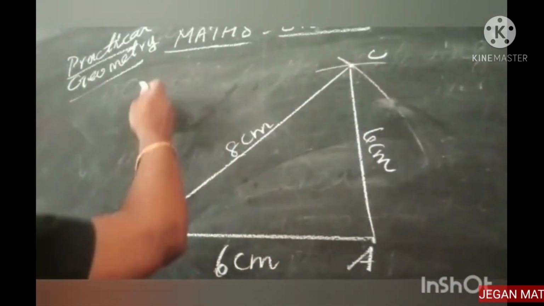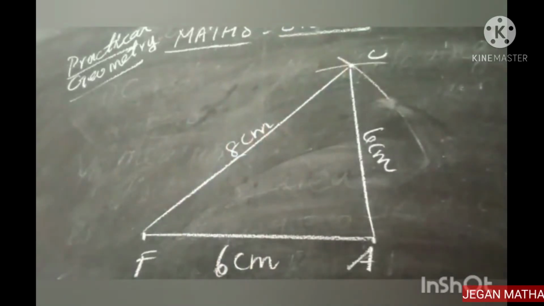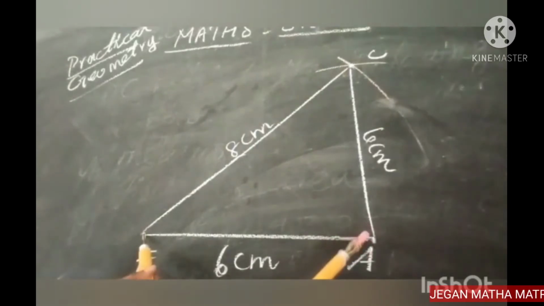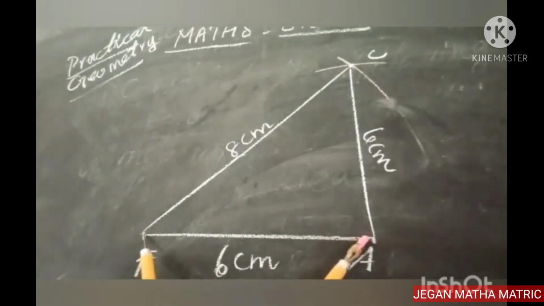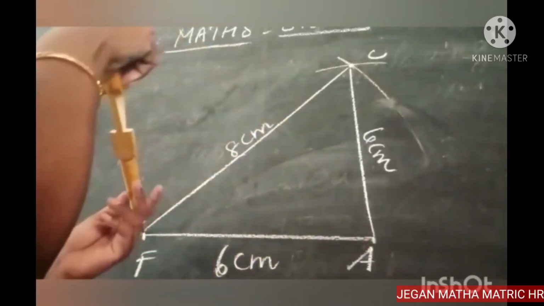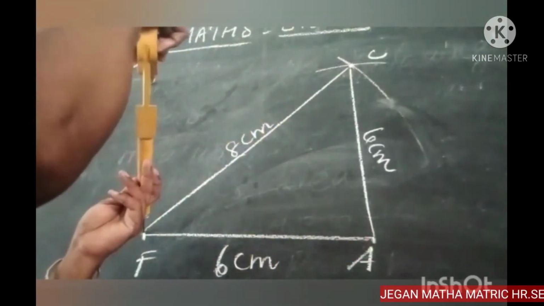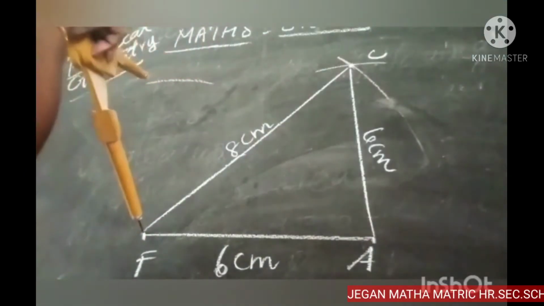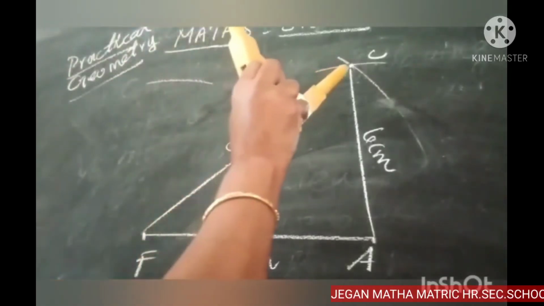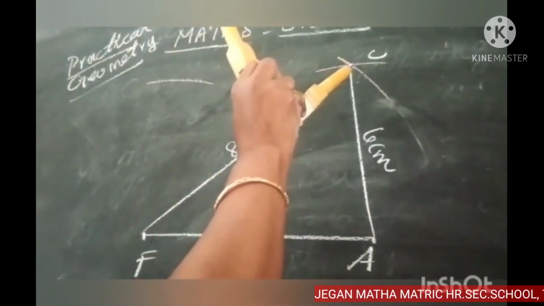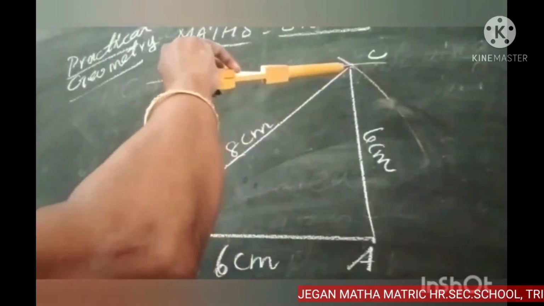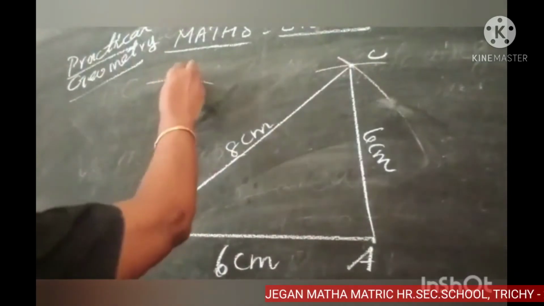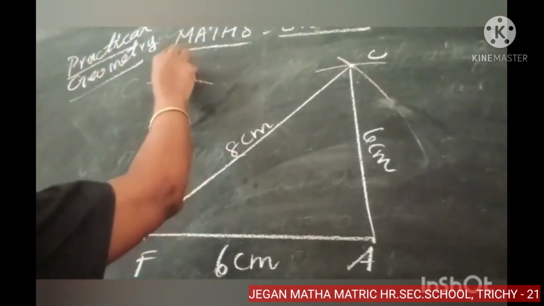The other 2 sides are also 6 centimeter measurement only. Now by using the compass you can measure like this. Keep the compass like this on the line segment, take the 6 centimeter measurement and put one arc. Keep F as center and put one arc of 6 centimeter. Here again keep C as center, then put another arc. Now these 2 arcs cut at one point, that point name is E.